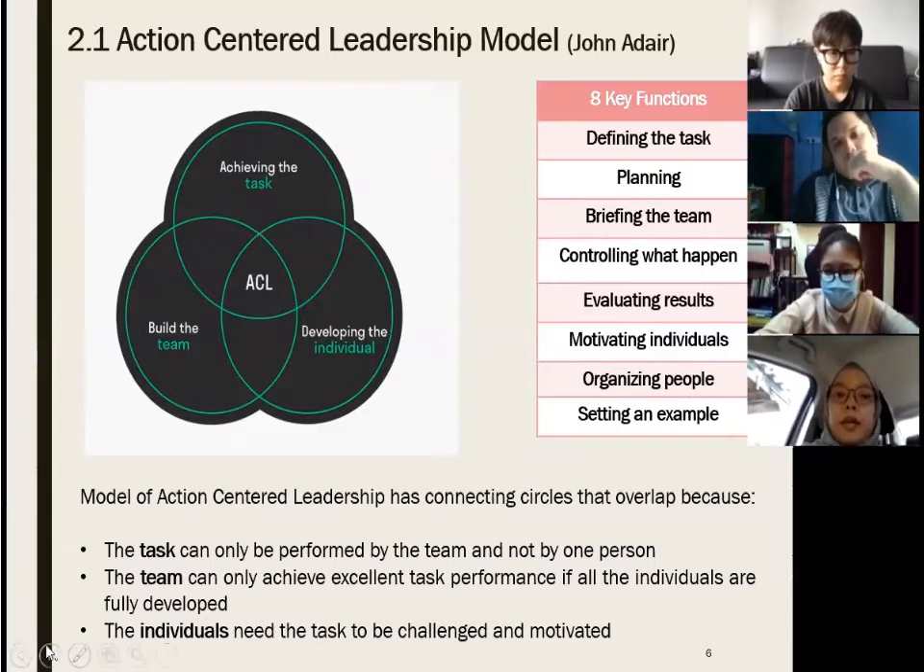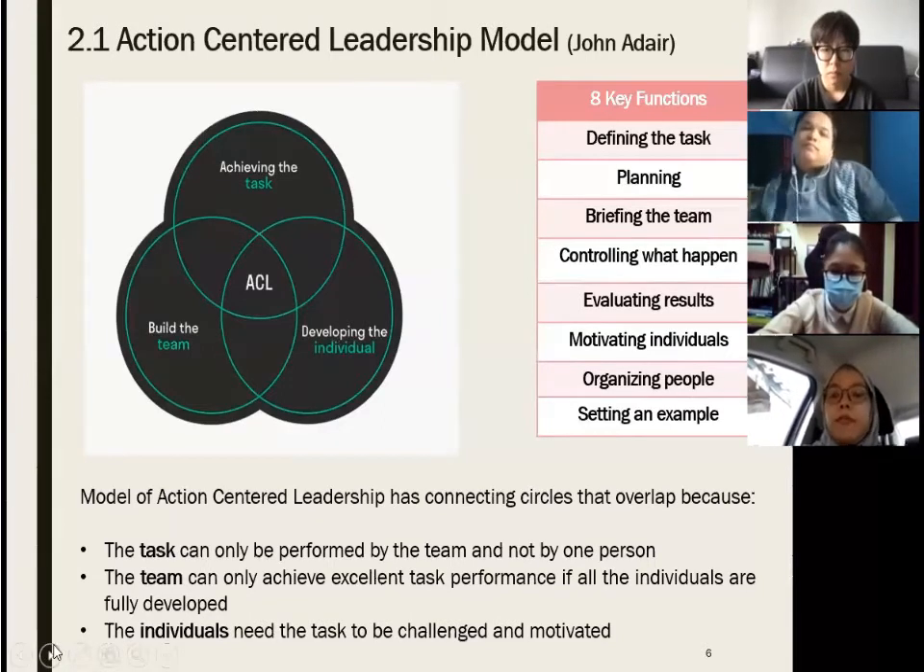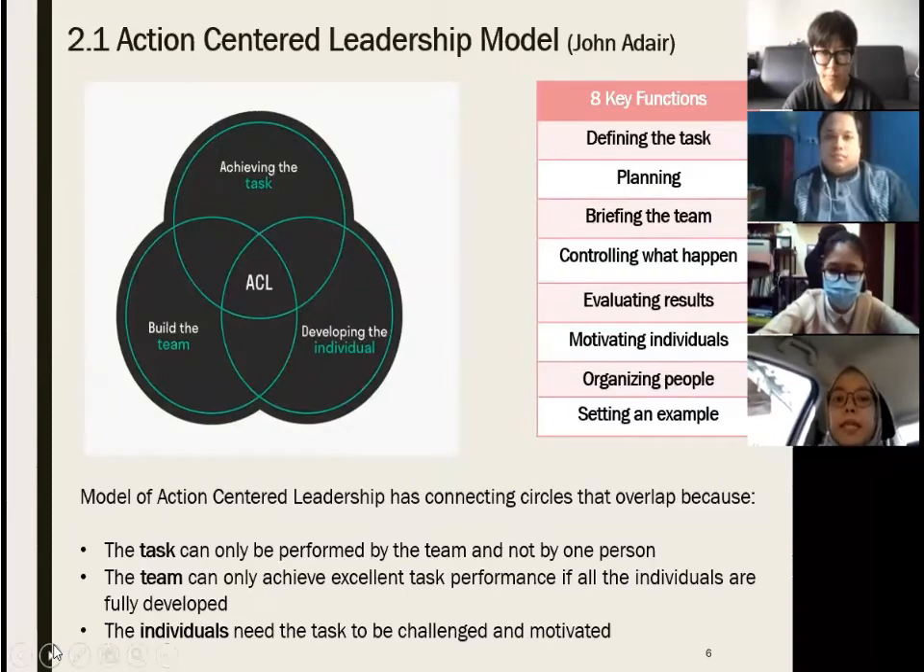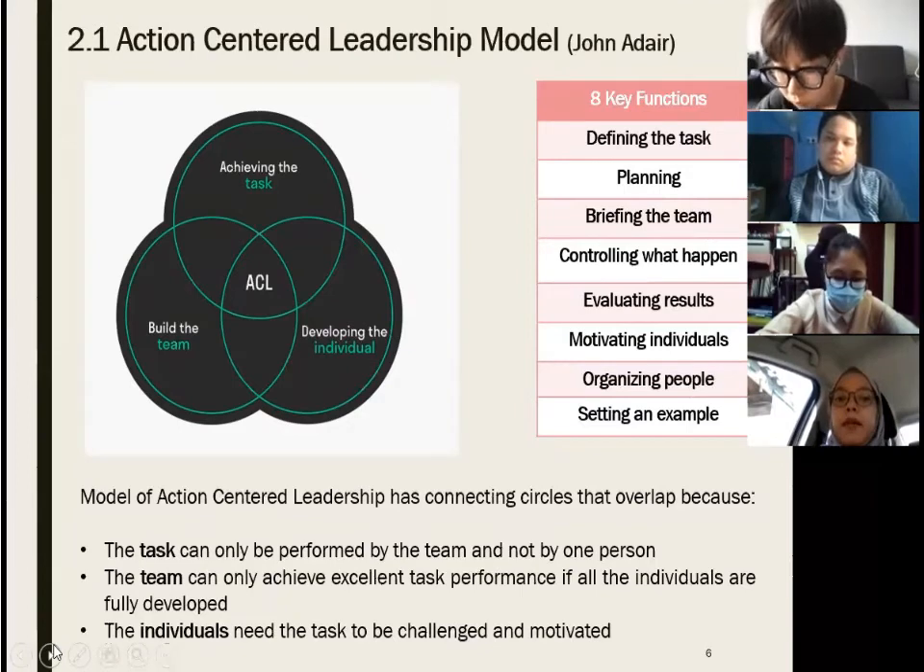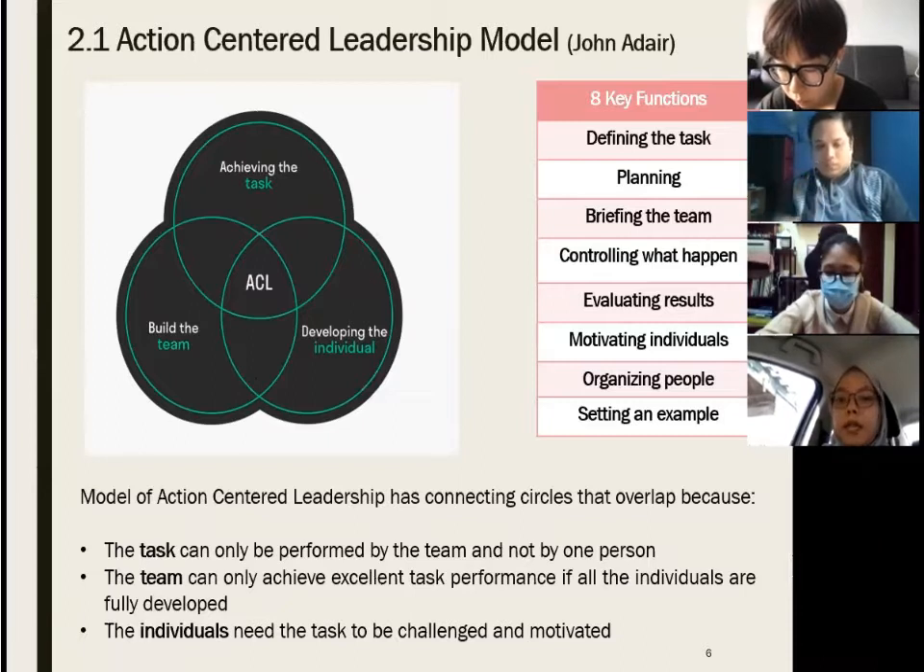Now for the functional leadership model, it focuses on the action areas that a leader must address to be effective. The functional model encourages a leader to think about what they need to do to be successful in their role, simply focusing on the function that every leader must address. As we can see here, John Adair's model has 3 connecting circles that overlap, as you can see in the diagram here. Each circle represents an aspect of leadership function, which are achieving the task, building and also maintaining the team, and also developing the individual within the team.